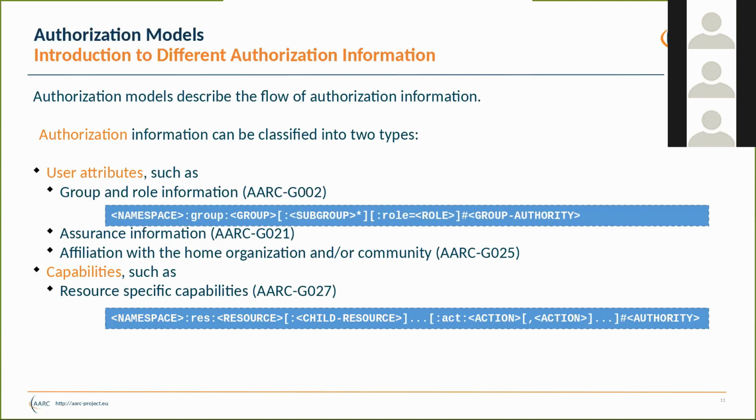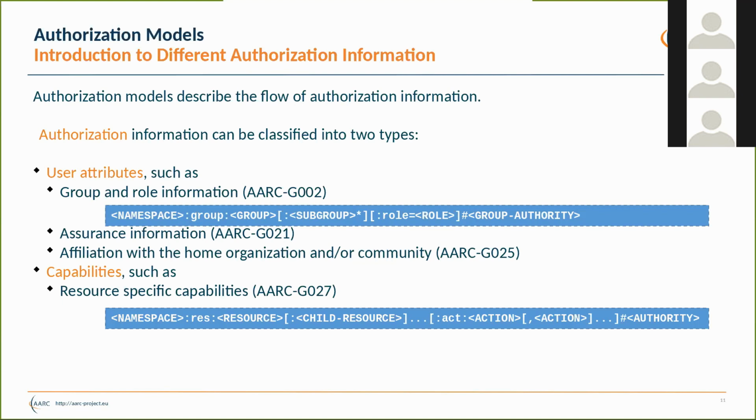Now, authorization models basically describe how authorization information flows within infrastructures, and of course, these infrastructures are all based on the AARC Blueprint Architecture. Before actually presenting these models, I'd first like to tell you a little bit about the different categories of authorization information that we have identified. Now, the first category is called user attributes, and basically contains information that is not directly authorization decisions, but rather information that can serve as an input to actually come up with these decisions.